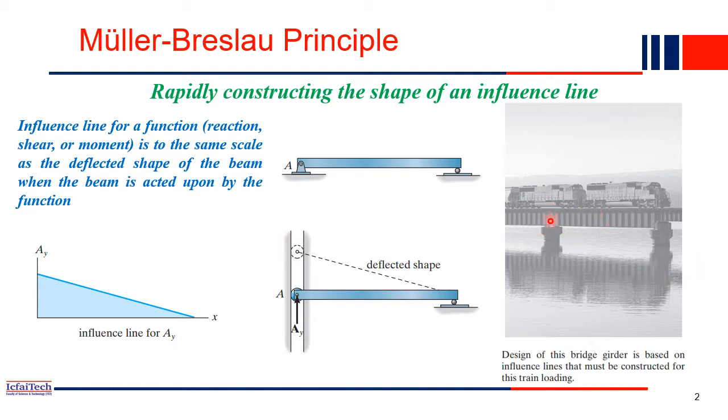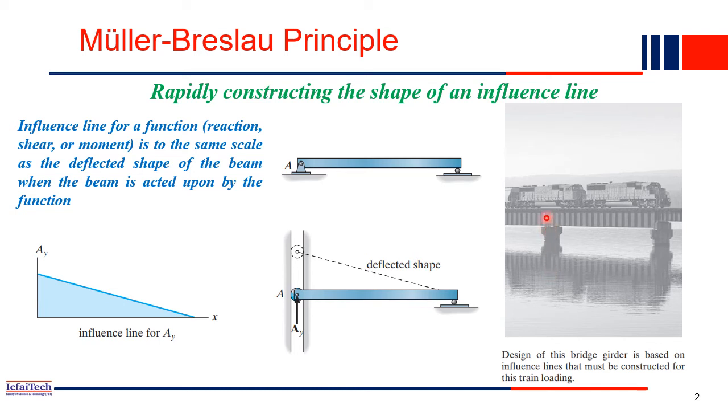As we have already discussed, the use of influence line diagram is huge for design of any structure. If you see, this is a rail bridge, right? So, to design this girder or the beam which supports the load, first you have to understand the bending moment and shear force, how it is changing when the load, in that case the train, is moving from one position to another position. So how the bending moment and shear force at each point of a bridge is changing. So design of this bridge girder is based on the influence line that must be constructed for the train loading, right?